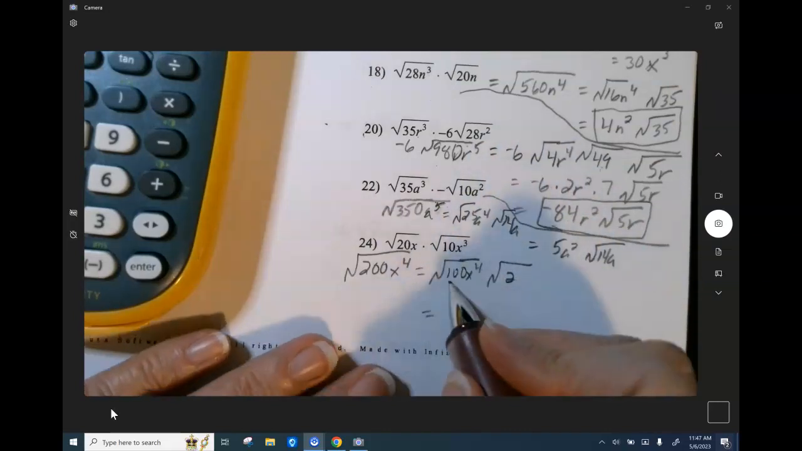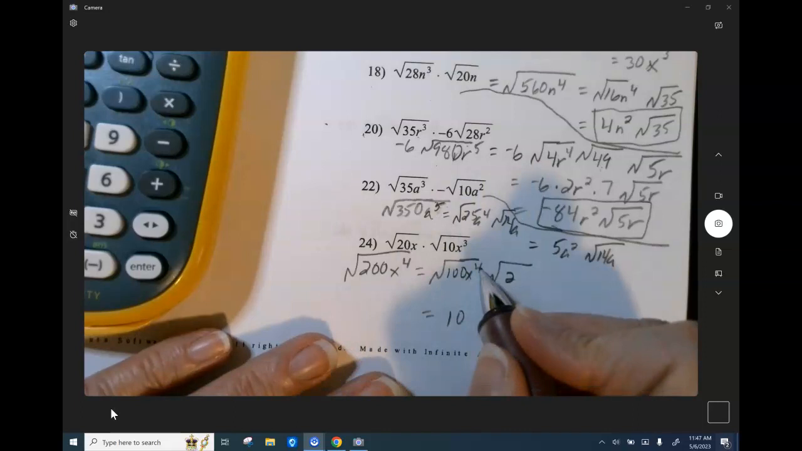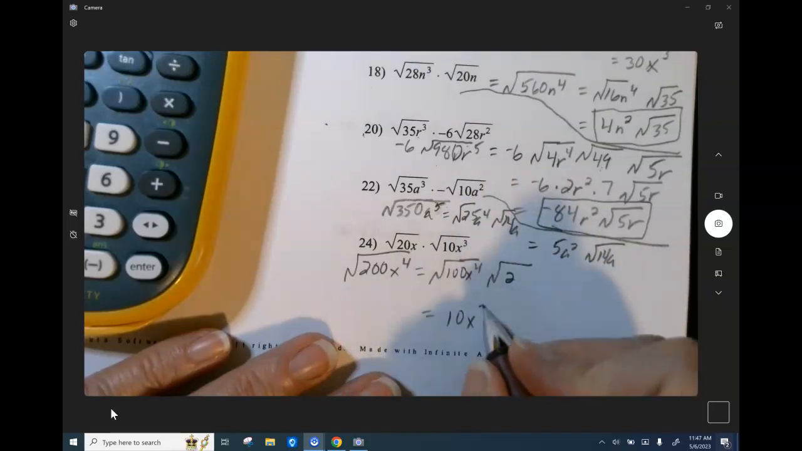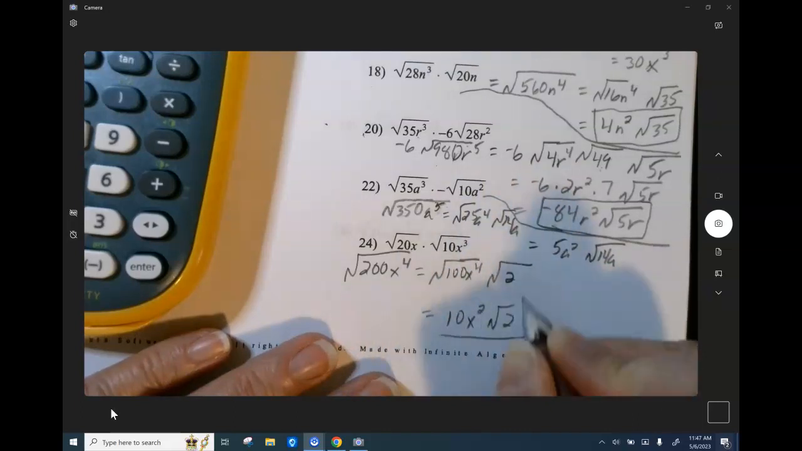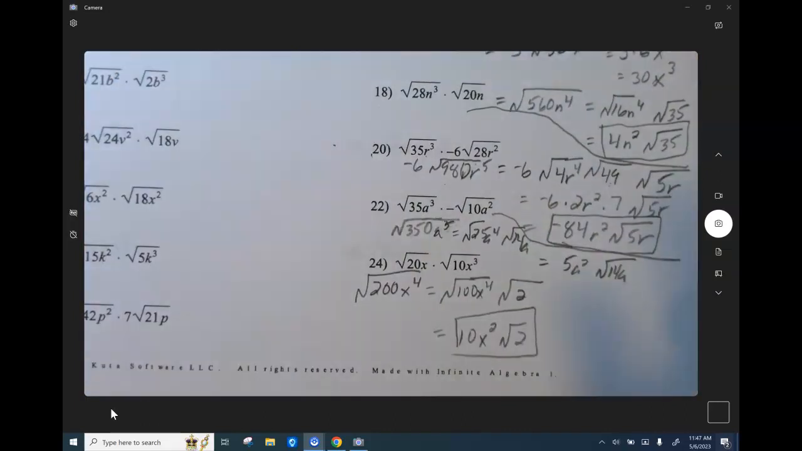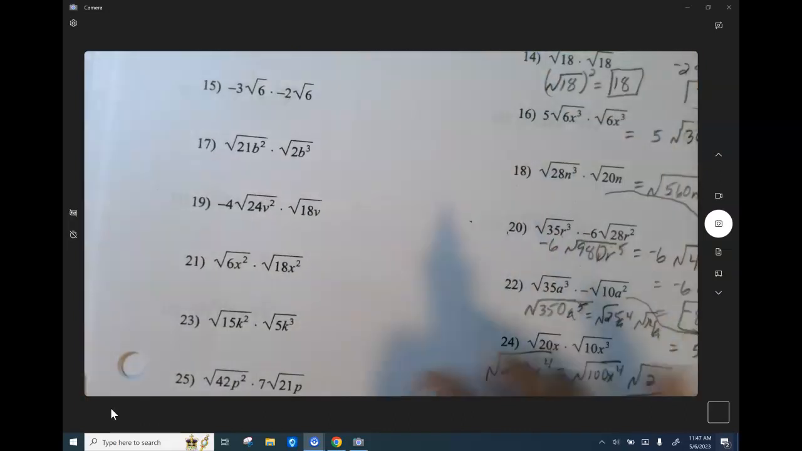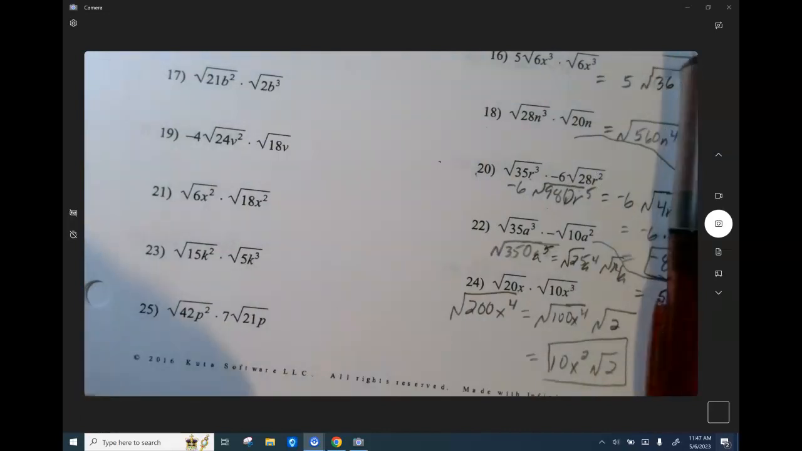Wow, that one was fun. Square root of 100 is 10. Square root of x to the 4th, just take the exponent and divide by 2. And there we have it. Good. You can probably guess what your homework is. Ta-da! Good. Thank you. If you have questions, you know where to find us.